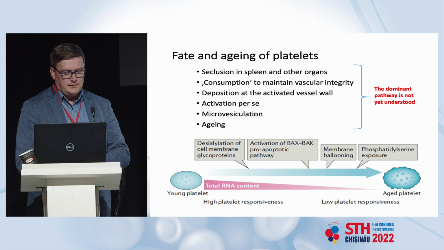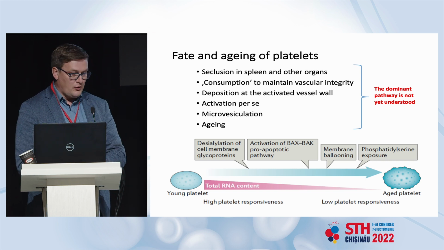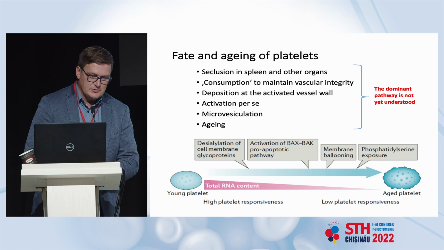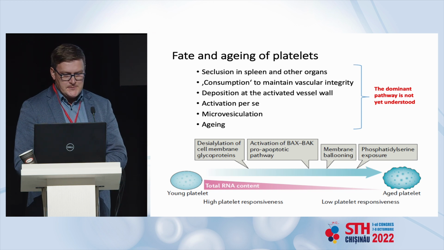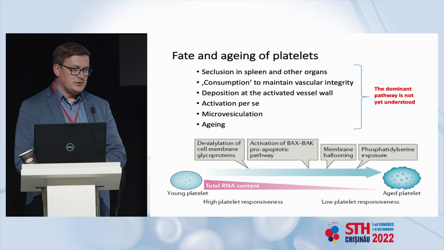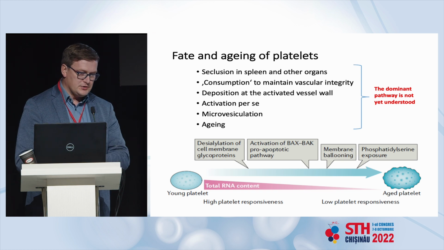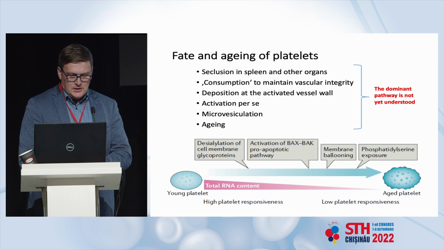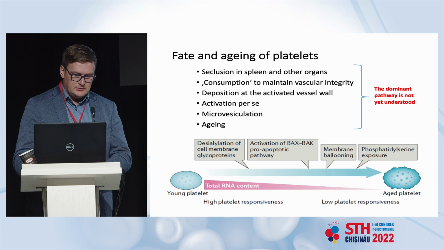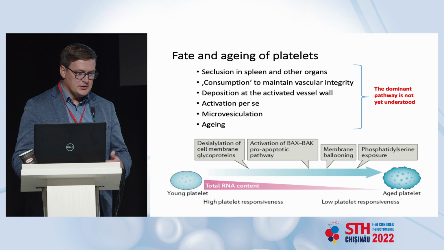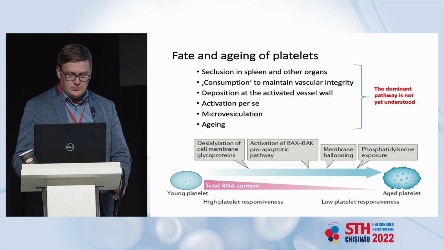There's a balance of the pro-apoptotic pathway with the anti-apoptotic pathway, and there's also a third mechanism, which is named membrane ballooning, with the exposure of phosphatidylserine, which is also a trigger for phagocytes to consume aged platelets. During the lifetime of platelets, total RNA content decreases, and platelets become what are called exhausted ones.